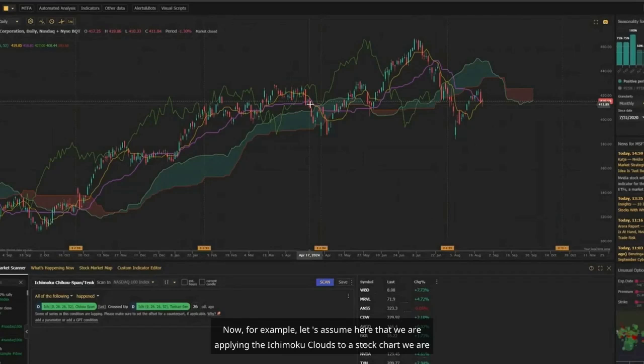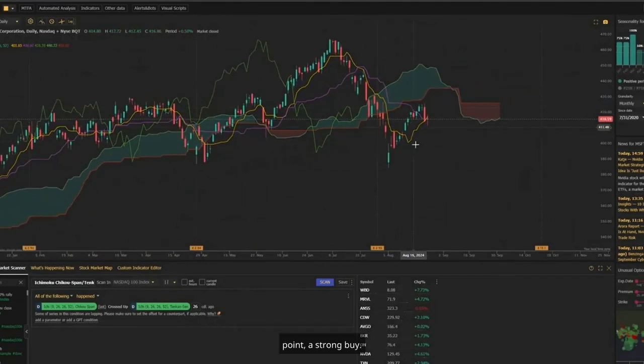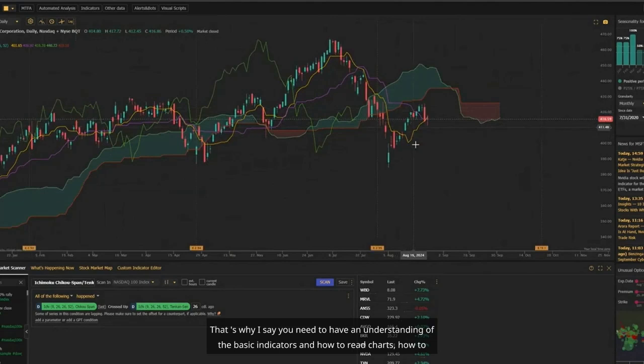Now, for example, let's assume here that we are applying the Ichimoku clouds to a stock chart we are analyzing. So here, when this line crosses with this line, it is a strong bullish signal, meaning it's a strong entry point, a strong buy. But if you don't know this, the platform won't tell you. The platform will give you the signals, it will show you the opportunities. That's why I say you need to have an understanding of the basic indicators and how to read charts, how to perform technical analysis to use this powerful tool.